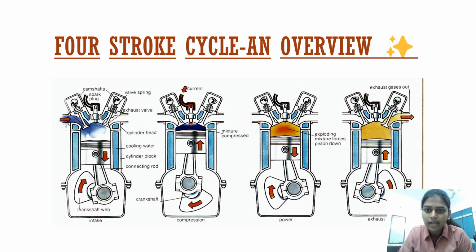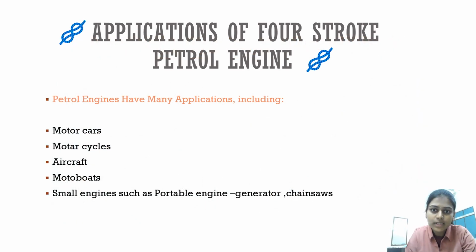4-stroke cycle overview. It is a clear picture of the cycle of a 4-stroke petrol engine. With the cycle of 4 stages, we complete the process of the 4-stroke petrol engine. The last topic is applications of 4-stroke petrol engine. Petrol engines have many applications including motor cars, motorcycles, aircraft, motorboats, and small engines such as portable engines, generators and chainsaws.